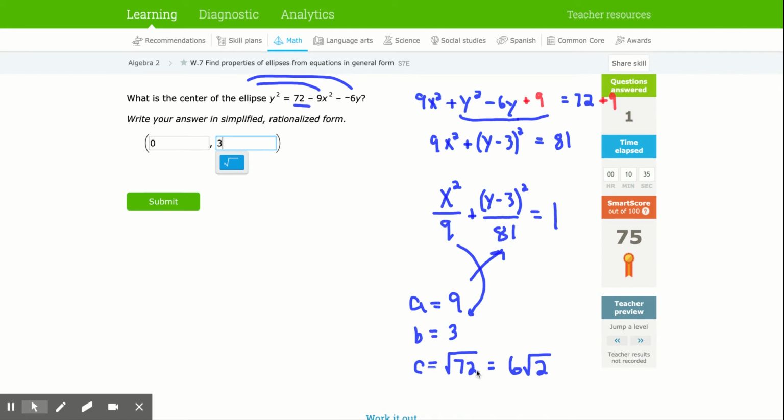If I wanted to find the foci, remember it's along the a value, or along the major axis, I'd add and subtract 6 square roots of 2 from 3. Add it once and subtract it once, not changing the x, to find the foci.